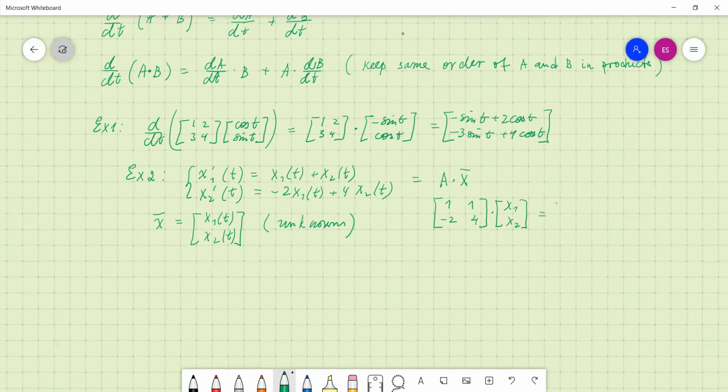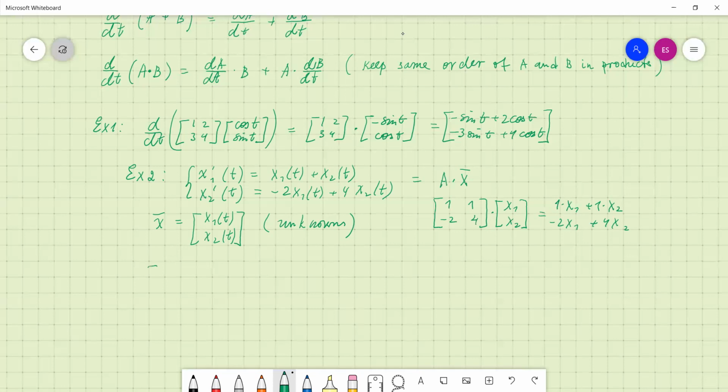You are going to get what? 1 by x1 plus 1 by x2. Remember the multiplication rules which we had in the review, right? Minus 2x1 plus 4x2. I just multiplied these two, matrix and vector, and I got the right side of the equation. And on this side, we are going to have the derivative of vector x.